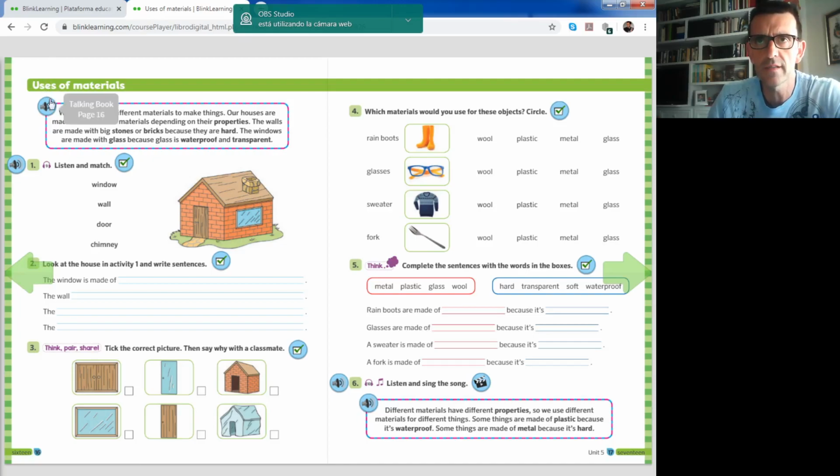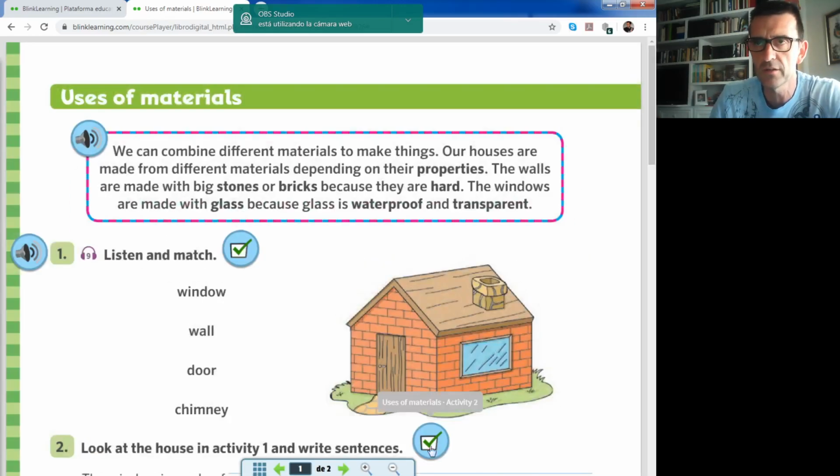The first is the uses of materials, page 16. Listen and pay attention to this important information they give us. Page 16. Uses of materials. We can combine different materials to make things. Our houses are made from different materials depending on their properties.